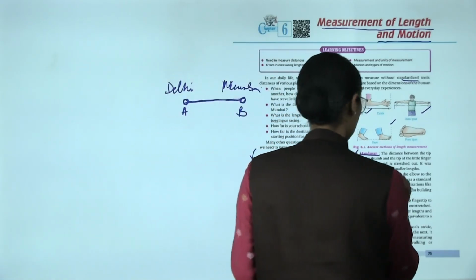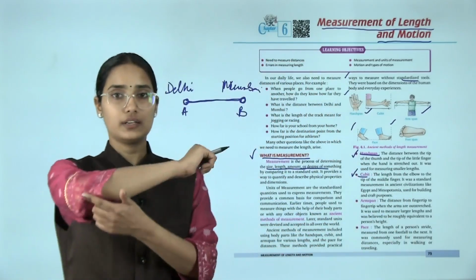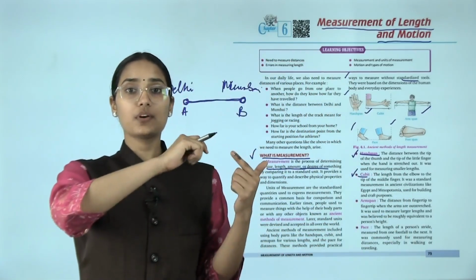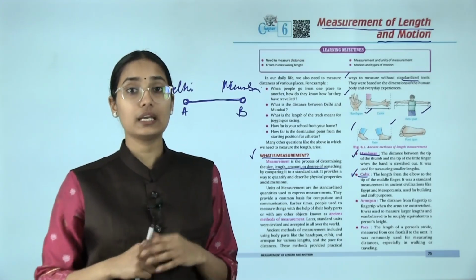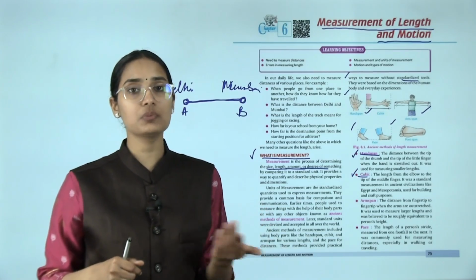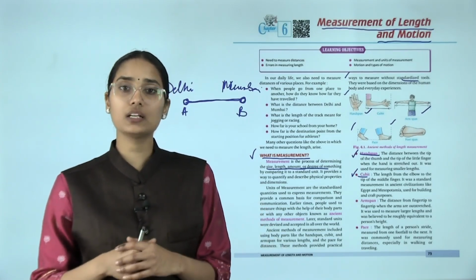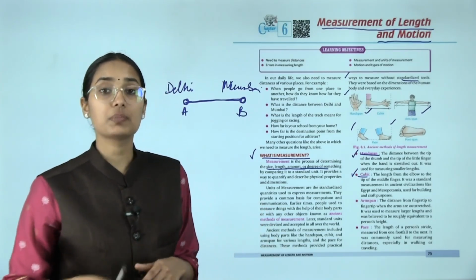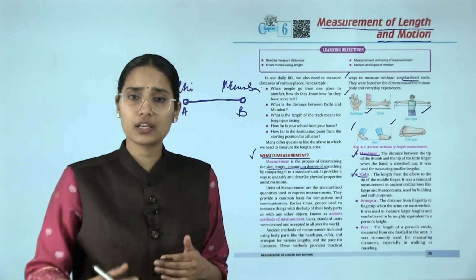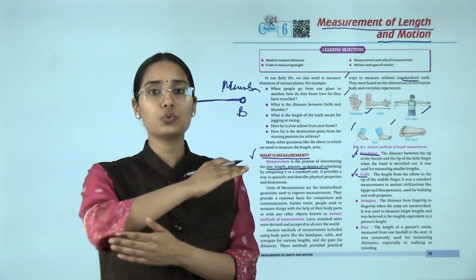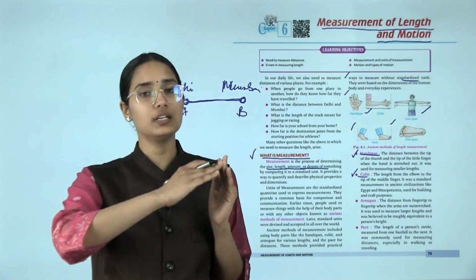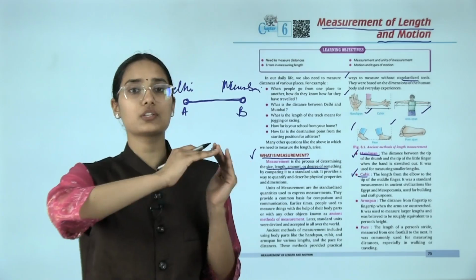Cubit: the length from the elbow to the tip of the middle finger. It was a standard measurement in ancient civilizations like Egypt and Mesopotamia, used for building and craft purposes. So when people wanted to build something or craft something, artisans used their elbows for the length. So this was known as cubit.